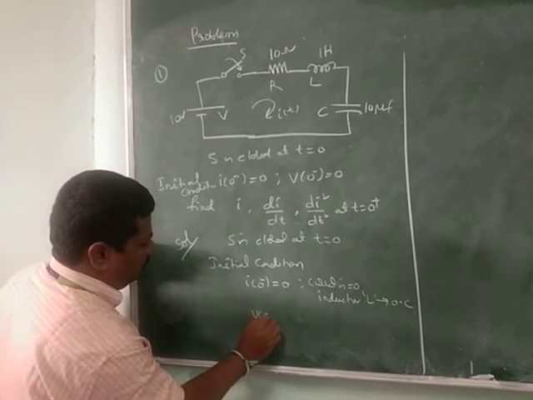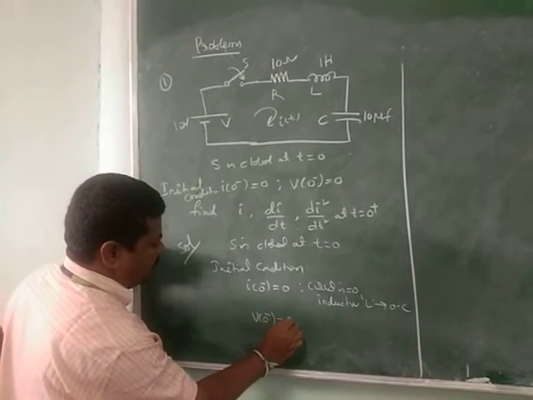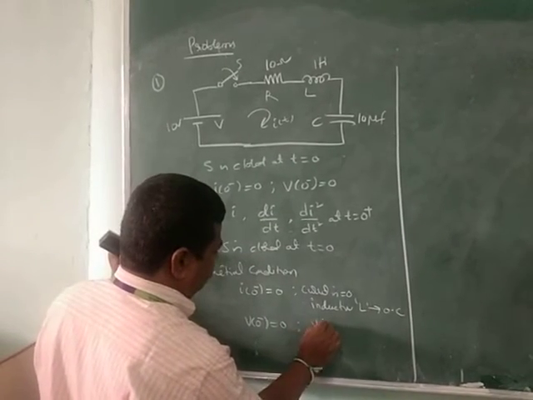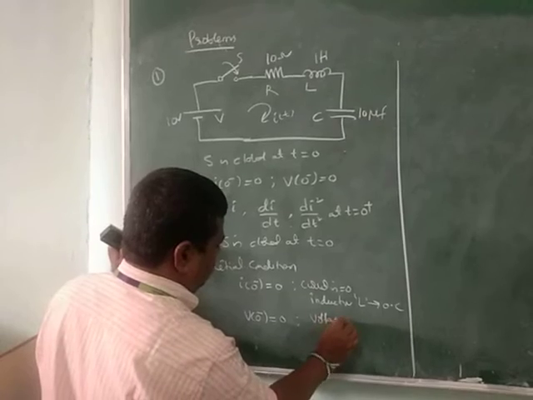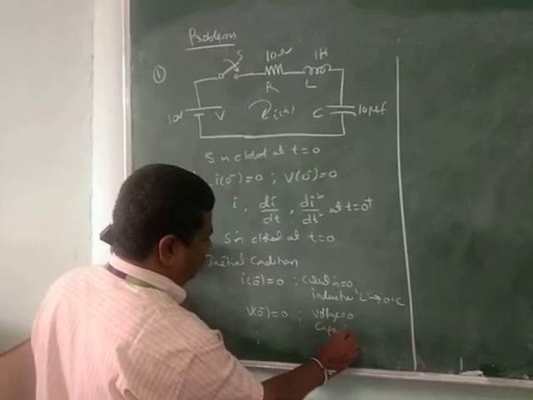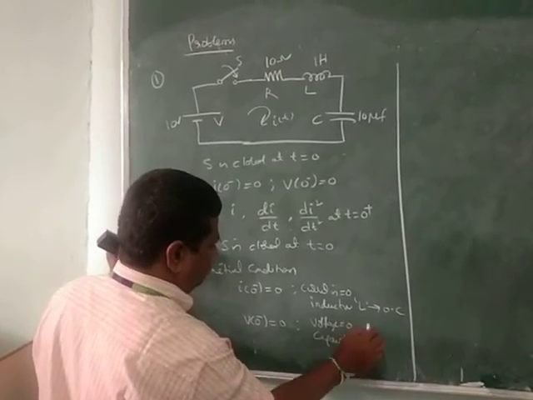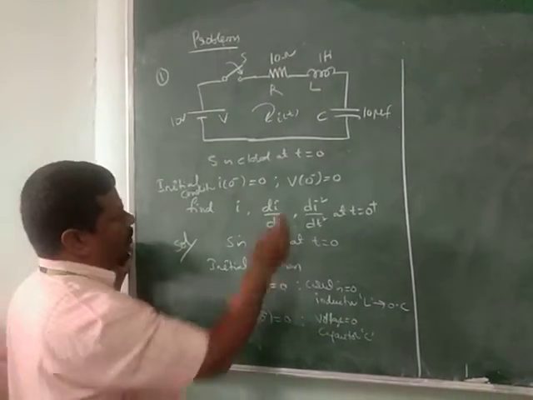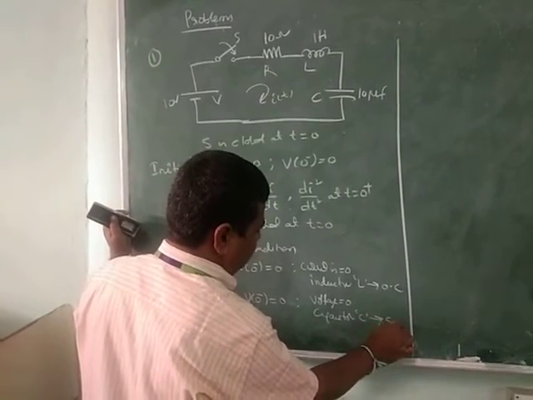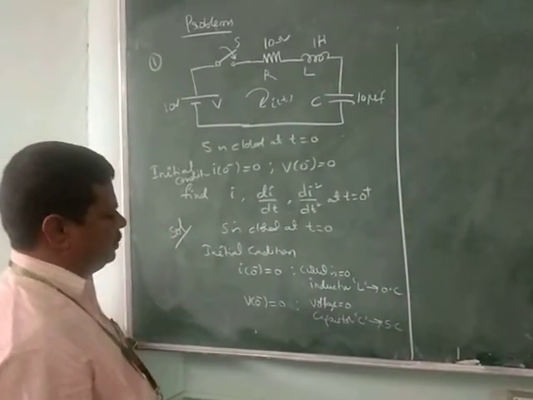Similarly, v(0-) is equal to 0. This is voltage equal to 0, related to the capacitor. Voltage across the capacitor is equal to 0, so this component behaves like a short circuit.